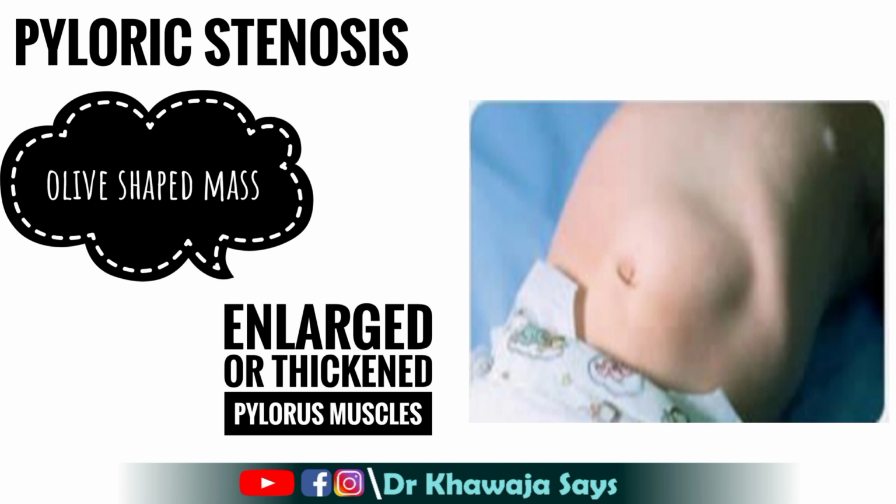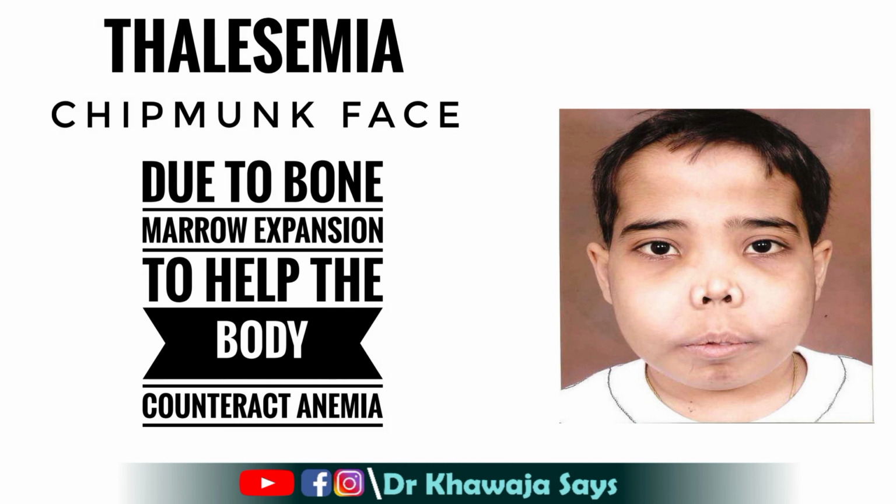Pyloric stenosis. Olive-shaped mass. Enlarged and thickened pylorus muscles. So in intussusception, acute pancreatitis and pyloric stenosis, see the belly. Thalassemia. Chipmunk face.